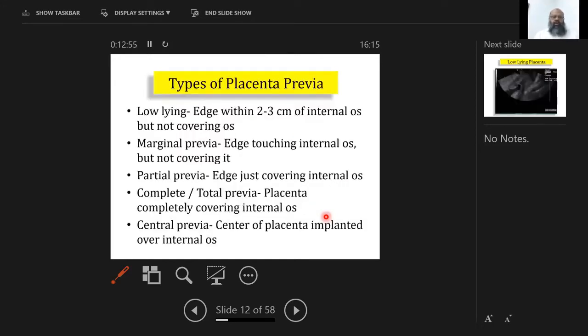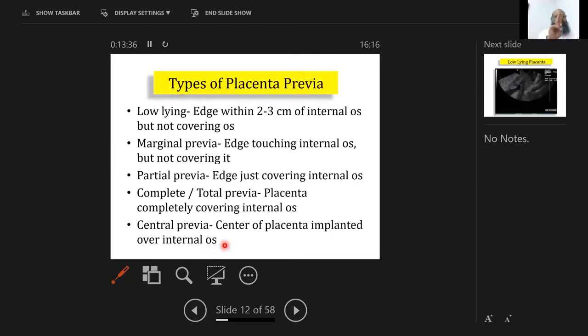There are types of placenta previa. The low-lying placenta has its edge within 2 to 3 centimeters of the internal os, but not covering the os. Marginal previa is an edge touching the internal os, but not covering it. Partial previa is an edge just covering the internal os. A complete or total previa is the placenta completely covering the internal os. So in partial previa, it will be partially covering, whereas in complete or total previa, it will be covering the whole of the internal os. But central previa is when the center of the placenta is implanted over the internal os.